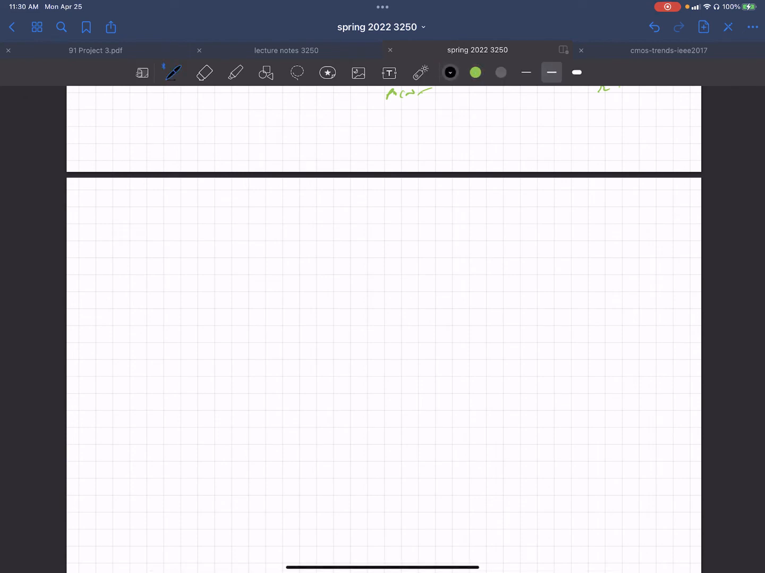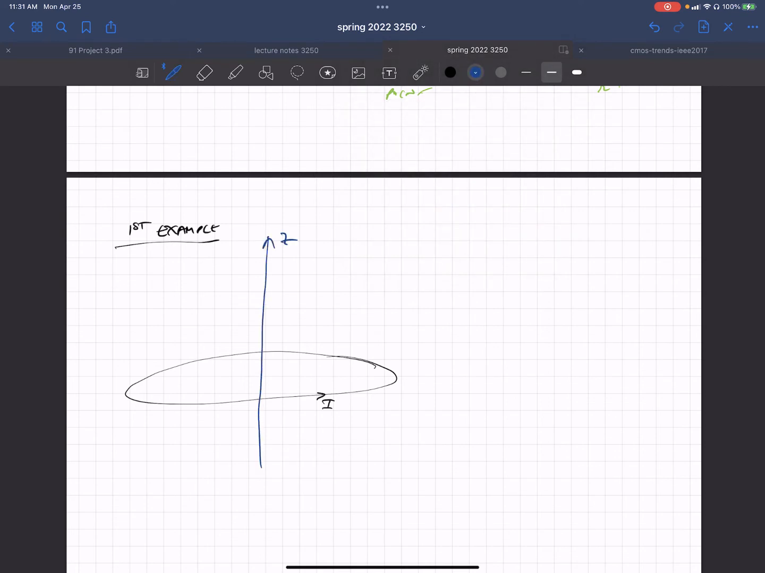All right, so the first example, say we have a loop, I'm just going to draw it like that. So say we have a circular loop with current going around it, and we're looking at the z-axis at its center, and let's say we want to find the field on the z-axis. So find the magnetic field here.